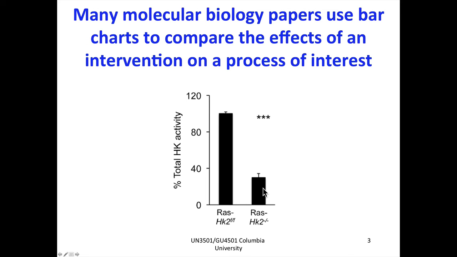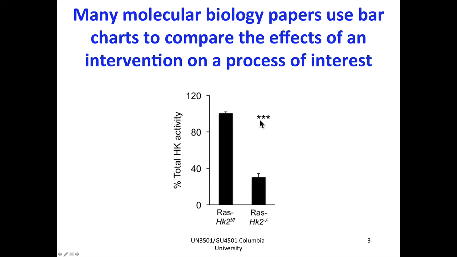Now when they deleted hexokinase 2 and they're looking at the null cells, now they have a lot less, somewhere down in the 30-35% of total hexokinase activity remains compared to the starting situation where it was set at 100%. And again, there's some error associated with this measurement, so they're showing an error bar, and that gives us an idea of how variable the measurement was.